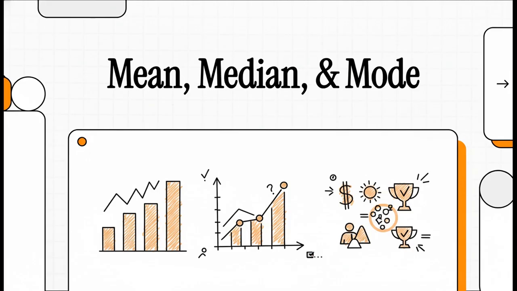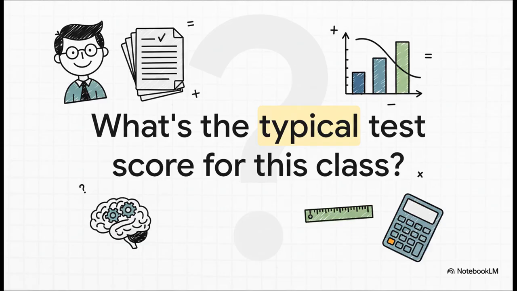Let's dive in. All right, to get our heads around this, let's use a super simple example, something we can all relate to. Let's say you're a teacher. You've just graded a stack of 10 tests. You're not looking at individual students just yet. You just want to know, how did the class do overall? What was the typical score?